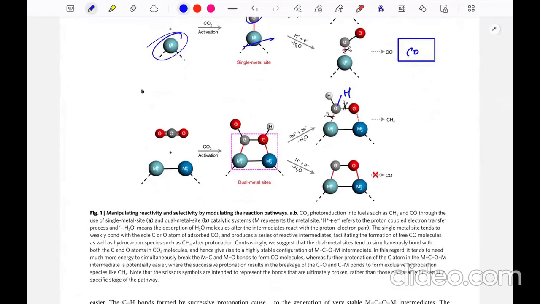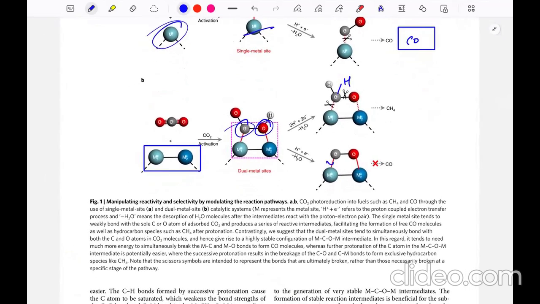So what they are proposing is, if there are dual active metal sites, carbon as well as oxygen both can be connected to two different metals, and now in order to form CO, you have to break this bond as well, this bond as well. So simultaneously breaking two bonds is very difficult. It will be a very energy demanding process. So CO formation will not be possible.